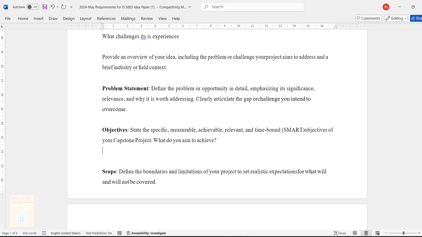So at least write four objectives and one main objective, which is solving the problem. That has to be mentioned. And in addition to that, we are supposed to give at least four SMART objectives.